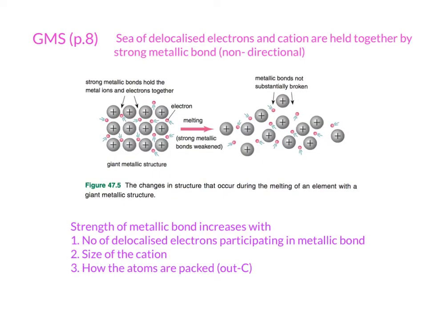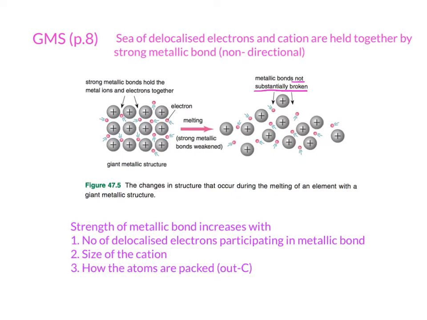For the giant metallic structure, before we move on, recall your memory. The giant metallic structure has the strong metallic bond. It holds the sea of delocalized electrons and the cations together. During melting, you will find that not every single metallic bond has to be broken. That means not 100% of them have to be broken in order to make it into liquid metal. So this will have a lower melting point, requiring less energy than those in the giant covalent structure.